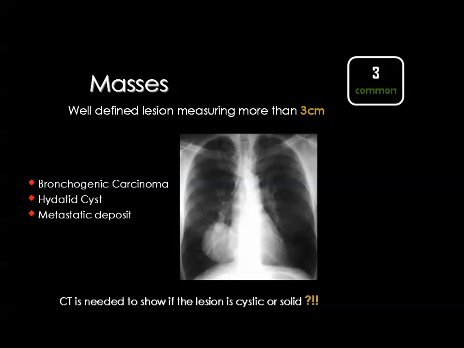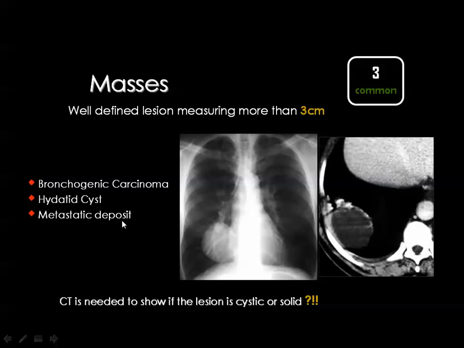Then we came to the masses, and the masses are well-defined lesions that are more than 3 centimeters in diameter. Actually, the masses in the lung are only 3. And these are the bronchogenic carcinoma of large size, the hydatid cyst of large size, and the metastatic deposit, which is of large size. Then if you see a mass like this in the lung, and you want to know one of these possibilities, then you should have a CT scan.